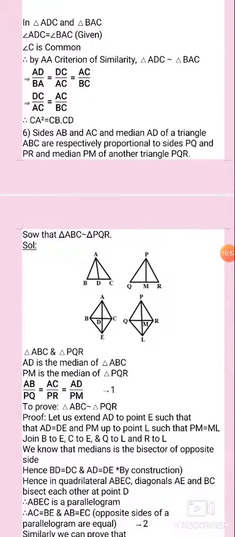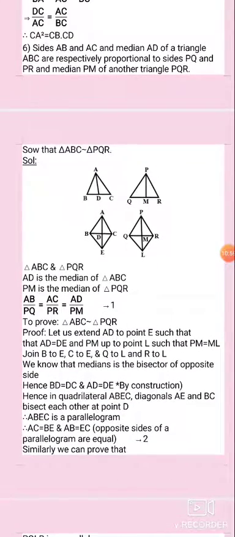Now listen carefully. Sides AB and AC and median AD of triangle ABC are respectively proportional to sides PQ and PR and median PM of another triangle PQR. Show that triangle ABC is similar to triangle PQR. Same type as the above fourth question. First you need to draw the separate figure. Here you need to show that triangle ABC is similar to triangle PQR.